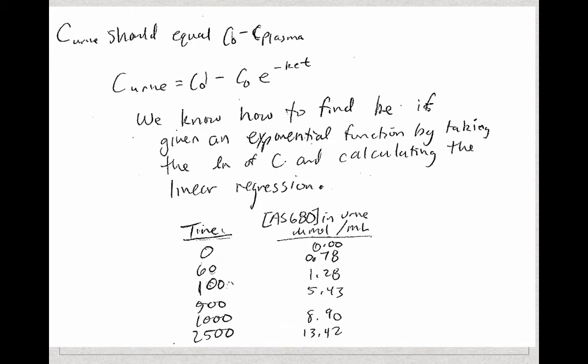So C urine should equal C0 minus C plasma. C urine equals C0 minus C0 e to the minus Ke t. And we know how to find Ke if given an exponential function by taking the ln of C and calculating the linear regression. So that's exactly what we're going to do. We are going to use the C urine data, which is in this column. Here's our C urine data. We're going to plug this into the equation and then take the linear regression to find Ke.